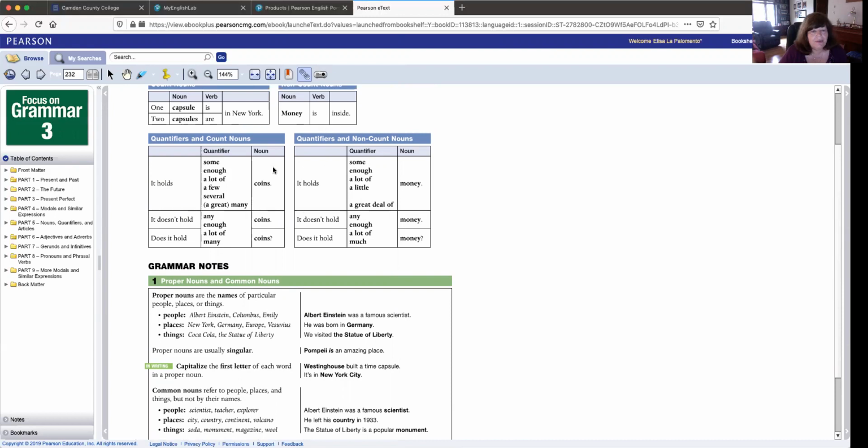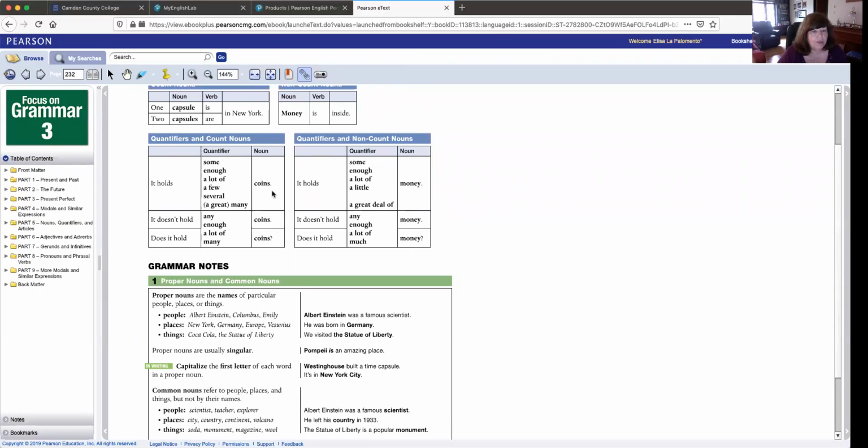And you'll notice that many of these are the same as what we use with count nouns. Some are different, and I will point those out to you. So with a non-count noun, we can say it holds some money, it holds enough money, a lot of money, a little money, and a great deal of money. Some, enough, a lot of can be used with either non-count nouns or count nouns, as you see in the chart. However, when we use the words a little, we can only use a little with a non-count noun.